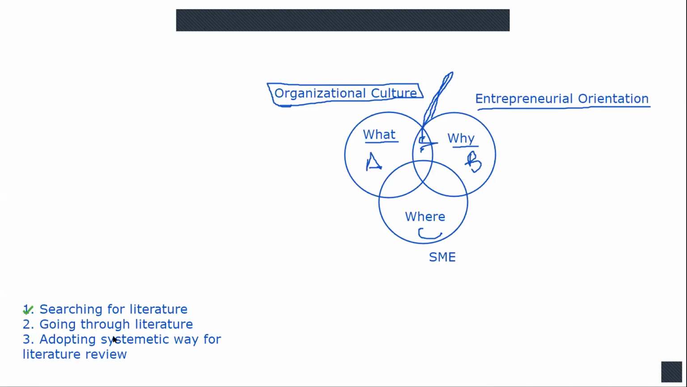Similarly, going through the literature, we have discussed that we have to go through two to three very important headings, which include abstract, introduction, conclusion, and discussion, so that we know what is going on in the paper that we are reading. So I believe that going through the literature is well understood. The third one is adopting a systematic way for the literature review.